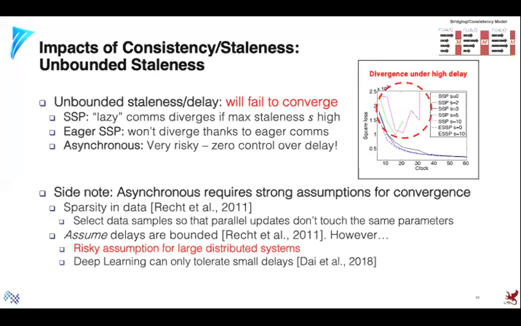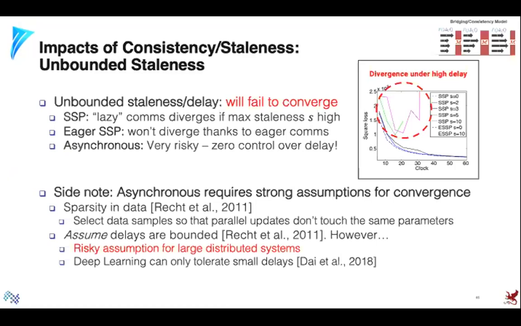Now, asynchronous systems don't have any control over staleness or delayed messages. So there's a risk of divergence, especially once the network starts to get bottlenecked. That's not to say that theoretically asynchronous cannot converge. It can converge under some strong, but what I consider to not always be realistic, assumptions. Assumptions like parallel computing on data samples, where the non-zero gradient updates don't touch the same parameters.